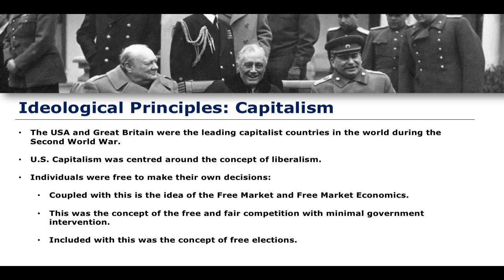But generally speaking, when we think about the Cold War, and what it represented, one of the things it represented was a division between democracy on the one hand, which was represented by these capitalist countries, and dictatorship on the other hand, which was represented by the Soviet Union and Maoist China and Vietnam, etc. So this is one of the ideological principles, capitalism.